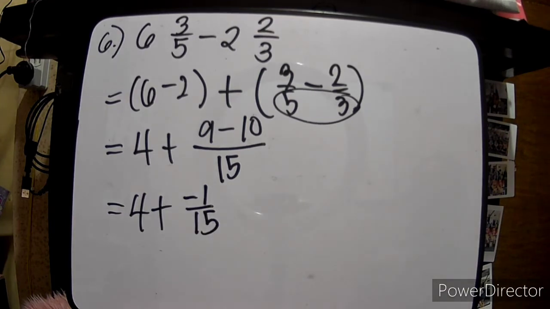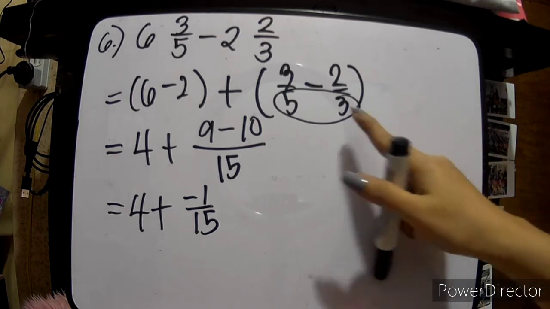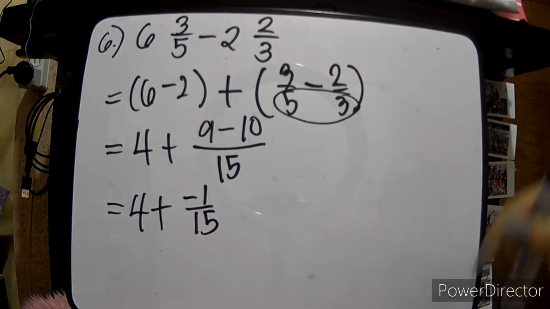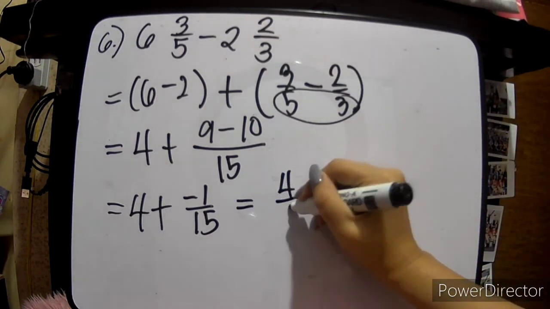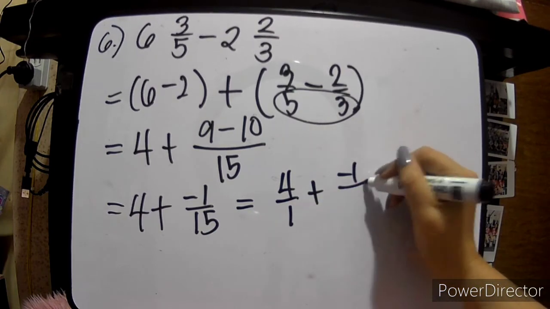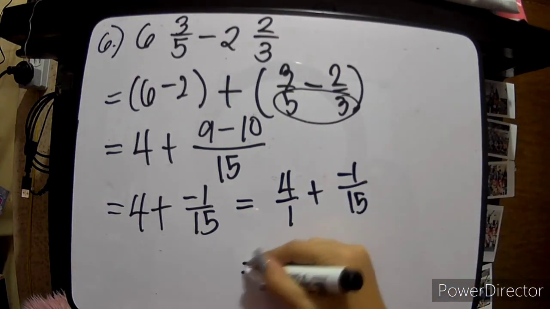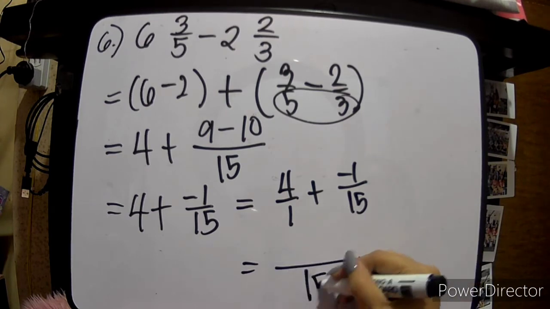Yan nga. So, as you can see, mas mataas kasi si 2/3 kesa kay 3/5. That's why naging negative to. And, syempre, adding a like sign will give us, what you will do is subtract. So, yung 4 na yan, gawin nating fraction. Dito ko na lang isusulat. So, that is 4 over 1 plus negative 1 over 15. So, definitely our LCD is 15.